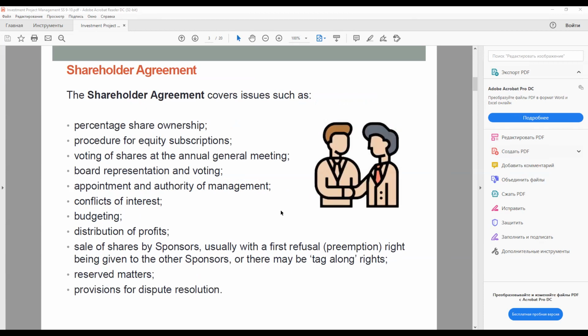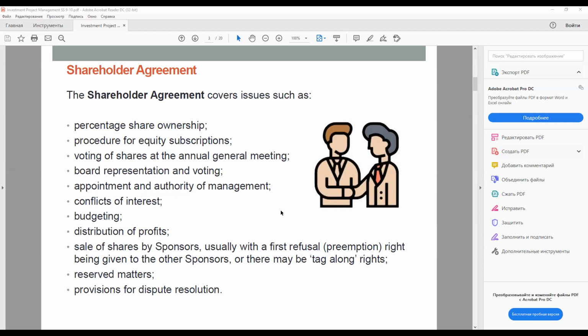So the cornerstone, probably the key document for the company, is the shareholder agreement. If there is more than one sponsor, once the project company has been set up and is responsible for managing the implementation of the project, the shareholder agreement covers issues such as percentage share ownership, procedure for equity subscriptions, voting of shares at the annual general meeting, board representation and voting, appointment and authority of management, conflicts of interest. For example, if the construction contractor is a sponsor, it may not be allowed to participate in the board discussions or voting on issues relating to the construction contract.